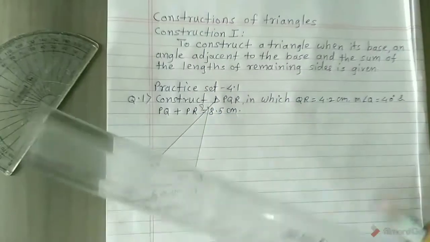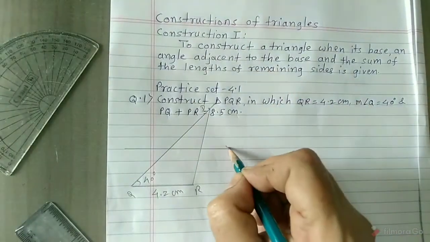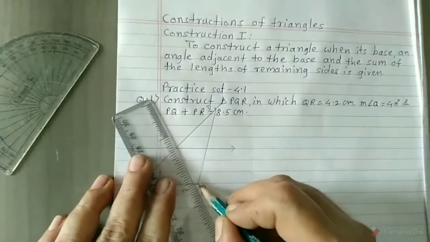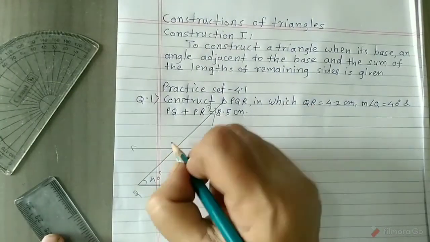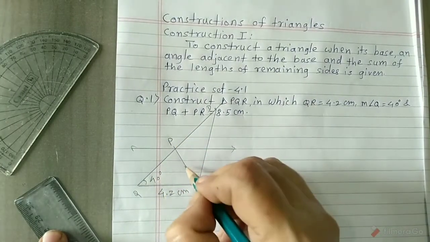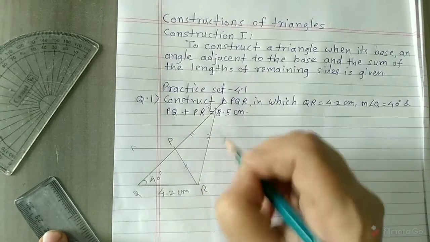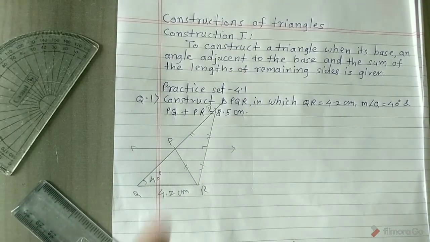So I draw the perpendicular bisector of DR here, and then join this intersecting point and R. So this is our triangle PQR. So this and this are equal. So this is also equal. This is the perpendicular bisector. So this is our rough diagram.